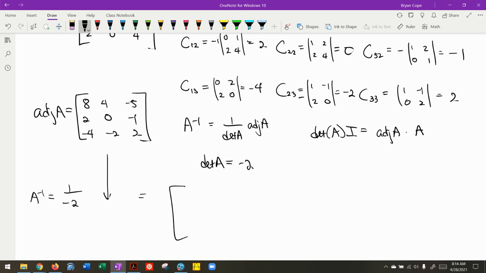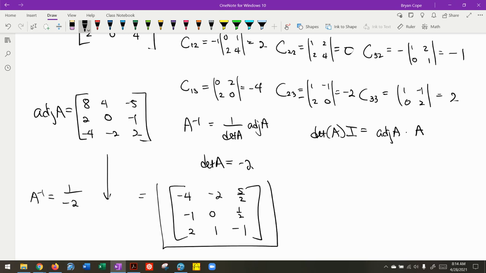All right, so let's clean this up. We'd have negative 4, negative 2, 5 halves. And then we have negative 1, 0, 1 half, 2, 1, and negative 1. And we're done. That's the inverse.